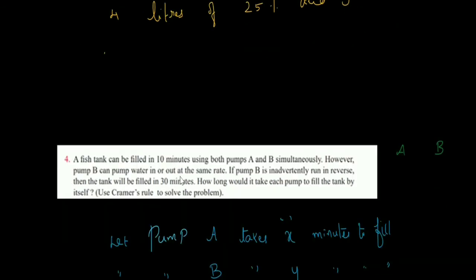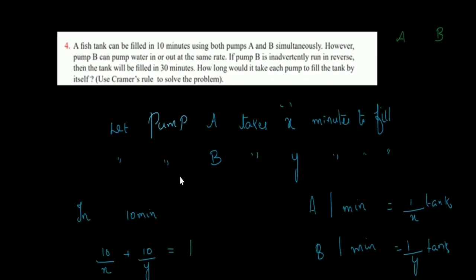Question number 4. A fish tank can be filled in 10 minutes using both the pumps A and B. Pump B can pump water in or out at the same rate. So pump B has a special property: it can pump in or out. If pump B is inadvertently run in reverse, then the tank will be filled in 30 minutes. How long would it take each pump to fill the tank by itself?